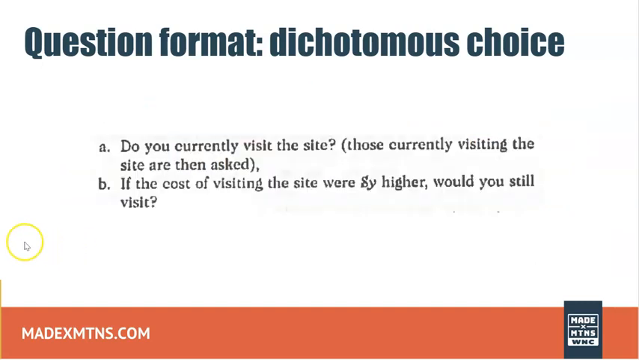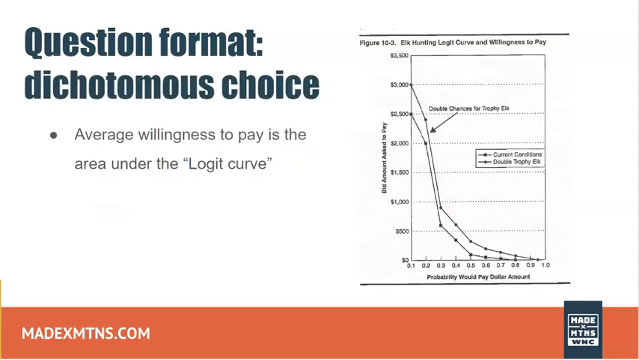Okay, so here's what a dichotomous choice question might look like. So first you're asked, do you currently visit the site? So those who have visited the site are then asked, if the cost of visiting the site were Y dollars higher, would you still visit? Okay, and so this Y is a placeholder for a number. Okay, and here's what the responses might look like if they're graphed.